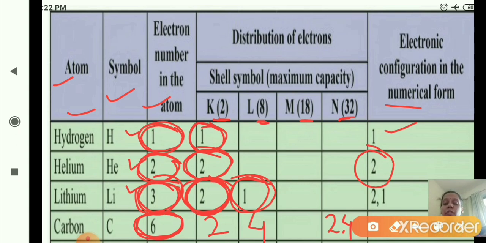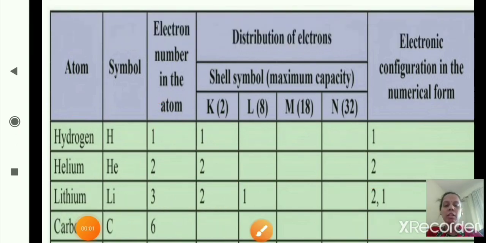What is the electronic configuration for carbon? That is 2, 4. 2 electrons in which shell? That is K shell, and 4 electrons in L shell. So total how many electrons? 2 plus 4, that is 6 electrons. Understood? You will not accommodate all the 6 electrons in K shell, because the maximum capacity of K shell is only 2. So first we will arrange 2 electrons in K shell and the remaining you will arrange in L shell. Now we will move to the next part. I hope you are clear till here.